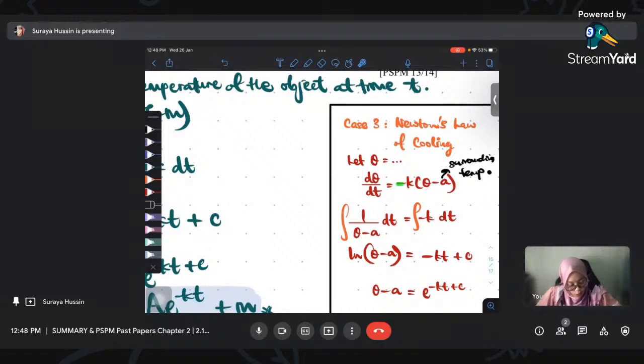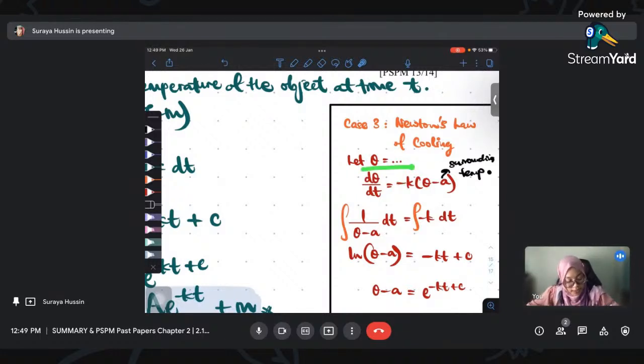Now, kenapa dia tolak, Miss? Dia tolak sebab you see this word cooling. Cooling bermaksud daripada panas ke sejuk. Okay. So daripada panas ke sejuk tu bermaksud the temperature is decreasing, isn't it? So sebab itulah ada negative di depannya. Something that's decreasing, you know, the temperature is decreasing, and so dia akan ada negative sign.